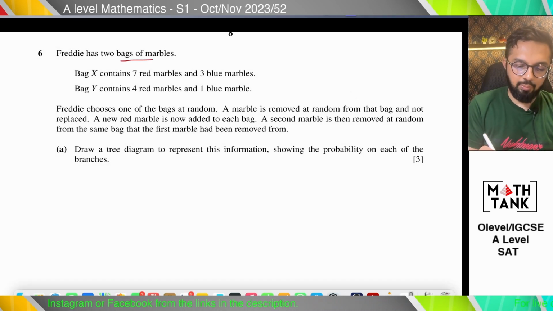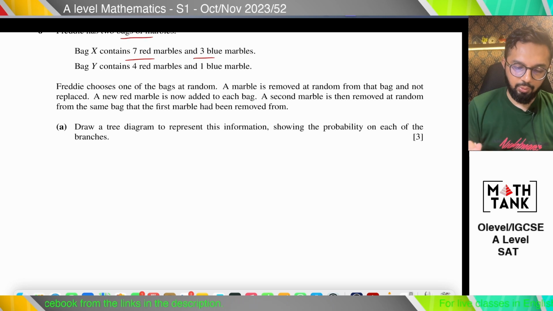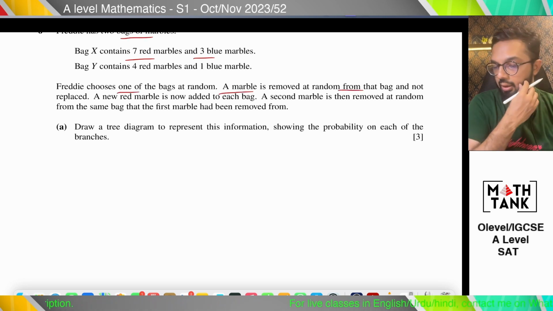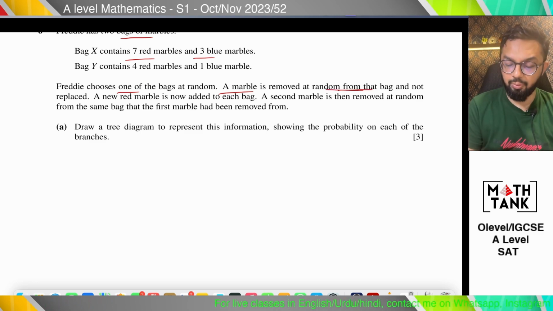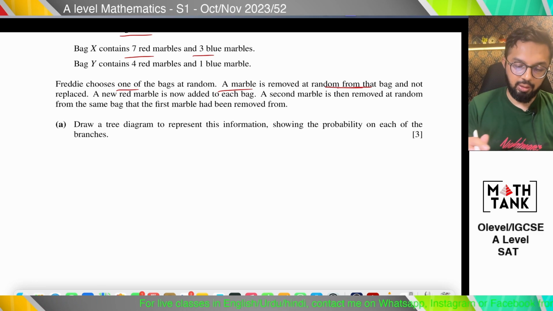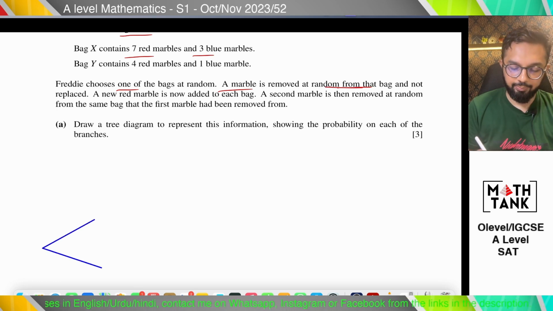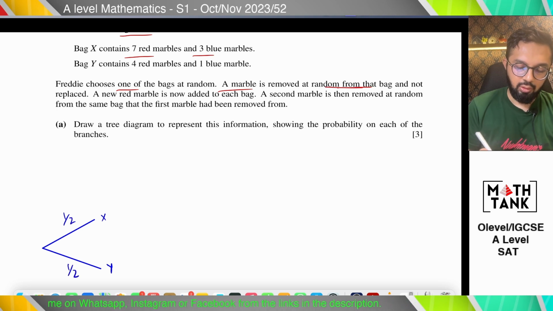Freddy has two bags of marbles. Bag X contains seven red and seven blue. Bag Y contains this. Freddy chooses one of the bags at random. A marble is removed at random from the bag and not replaced. So first he's choosing the bags. So let's just write down X and Y, half and half.